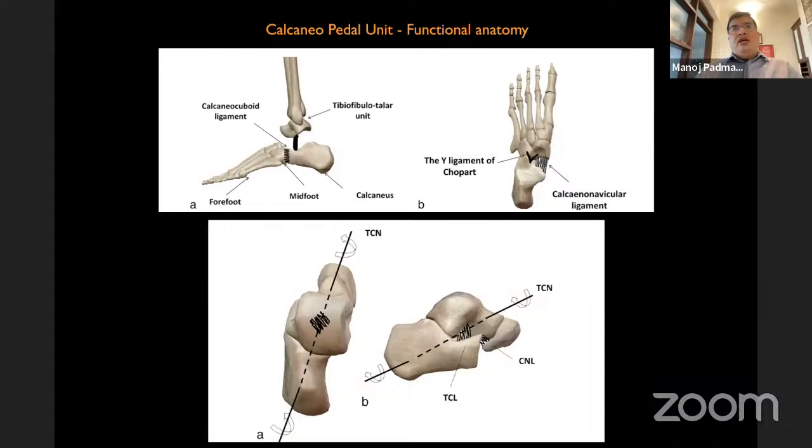And it's important that one understands that, because during each gait cycle, each stride, the foot moves from a stable construct, wherein a locked foot, which is an inverted foot, is there so that the only movement which happens is at the tibiotalar joint, to a supple shock absorber, wherein all the ligaments are relaxed so that at the heel strike and the foot flat, the foot can absorb all the forces. So that movement happens through each gait cycle.